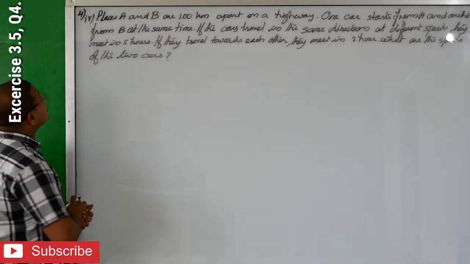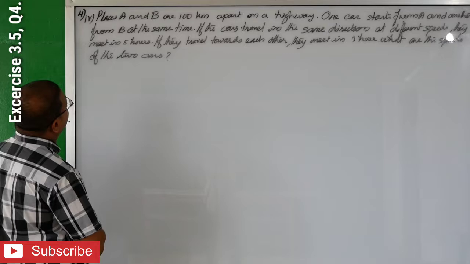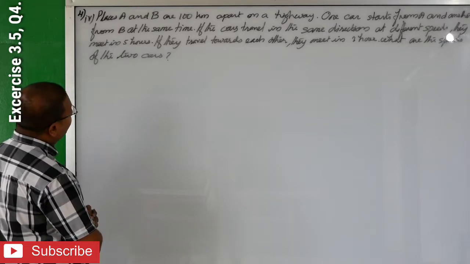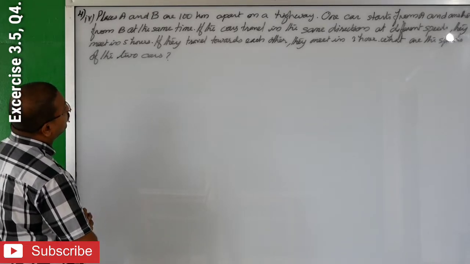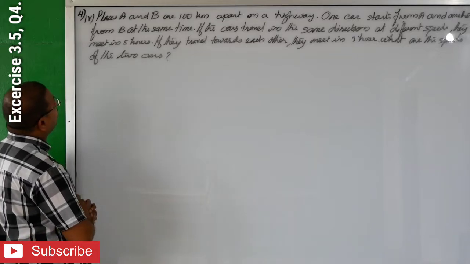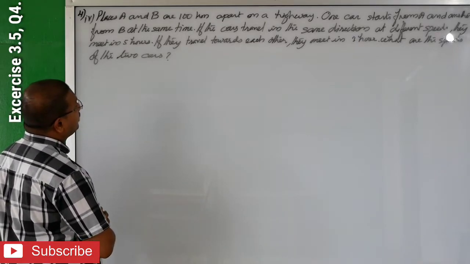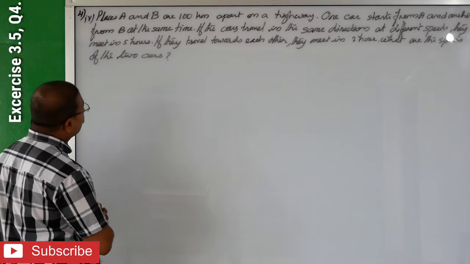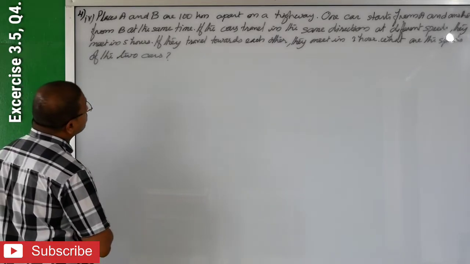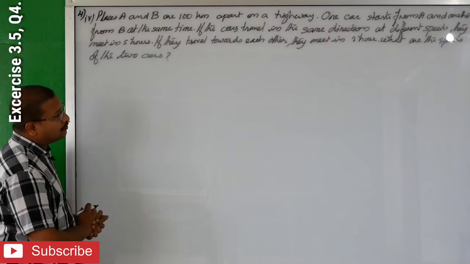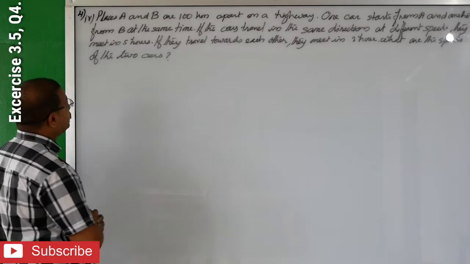I'll read the question once. Places A and B are 100 km apart on a highway. One car starts from A and another from B at the same time. If the cars travel in the same direction at different speed, they meet in 5 hours. If they travel towards each other, they meet in 1 hour. What are the speeds of the two cars?